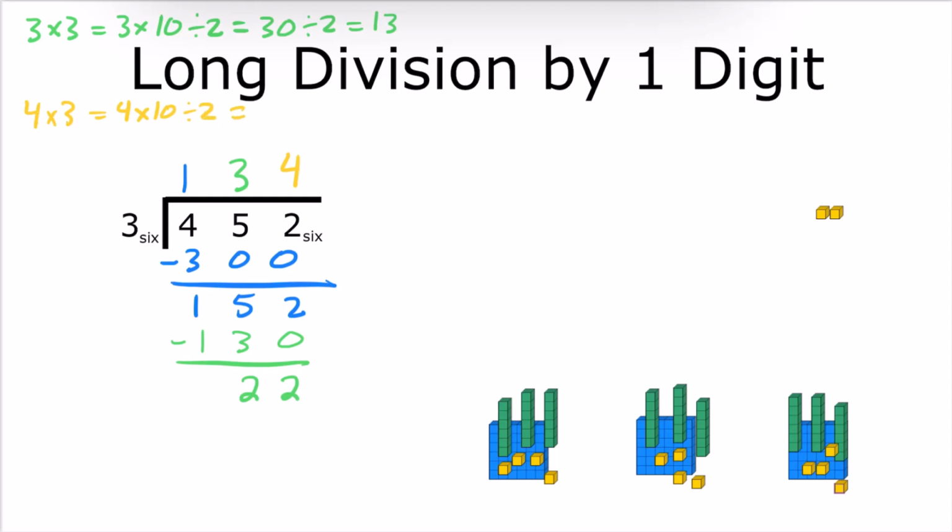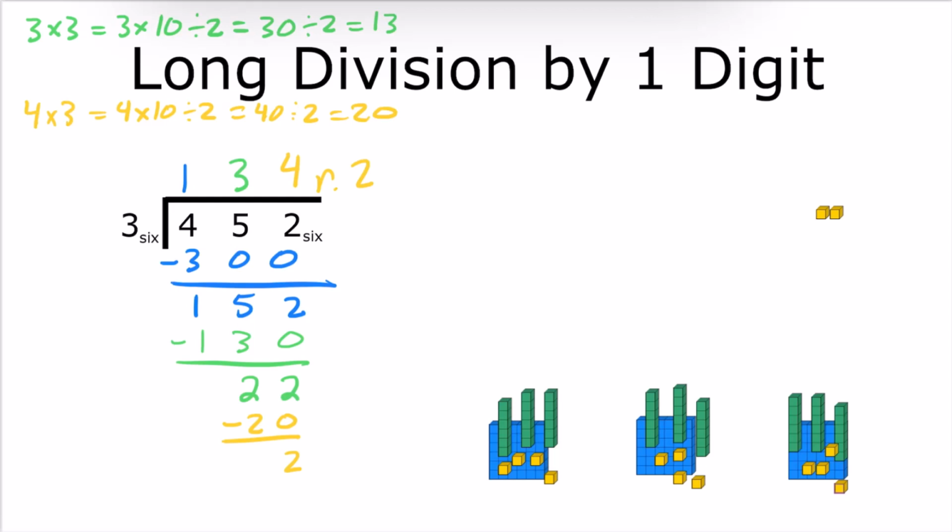So 4 times 6 is 40, divided by 2 would give me 20. So I'm going to subtract 20, which tells me that I have 2 units left. And so that would be my remainder. And so 452 divided by 3 in base 6 would be 134 remainder 2.